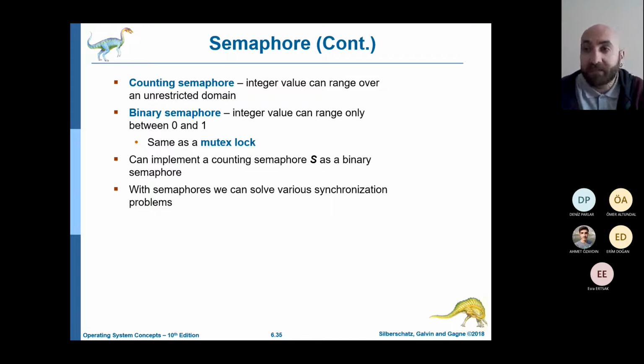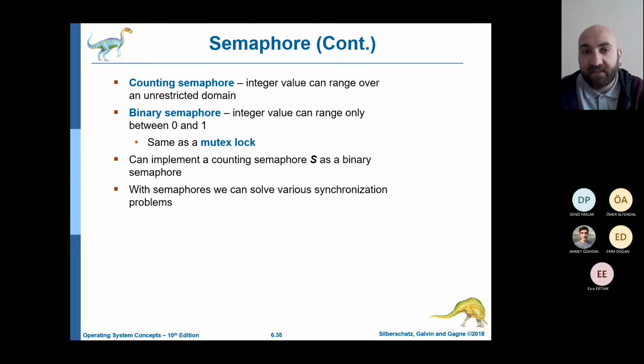Operating systems often distinguish between counting and binary semaphores. The value of a counting semaphore can range over an unrestricted domain. The value of a binary semaphore can range only between 0 and 1. For that reason, binary semaphores behave similarly to mutex locks. So a binary semaphore in that manner means a mutex lock. When we say semaphore, generally we consider counting semaphores.